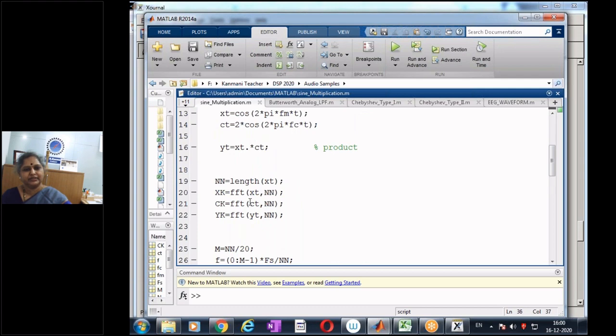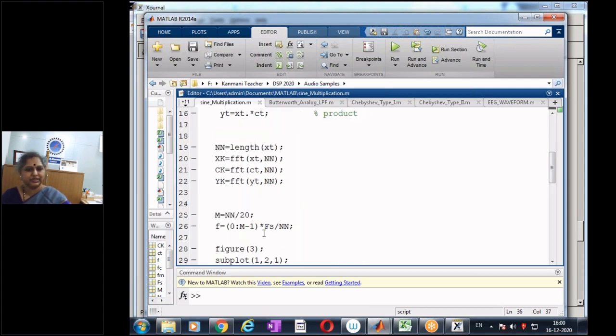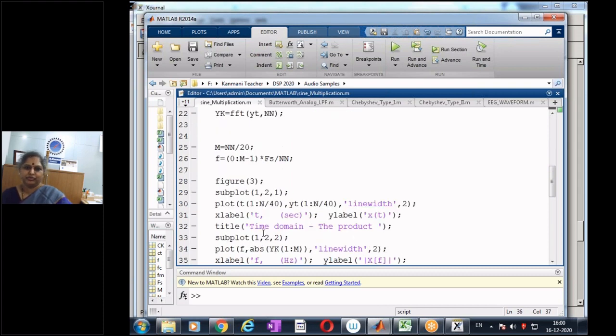Then I'm computing the discrete Fourier transform of each of these signals. So let us look at these signals both in time and in the frequency domain. We just plot them as a function of time and as a function of frequency. Let us see the results.